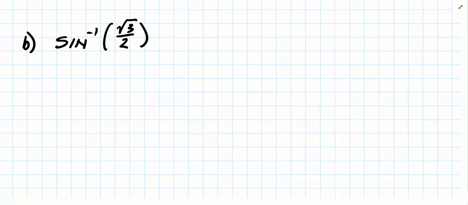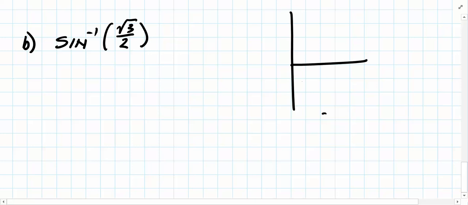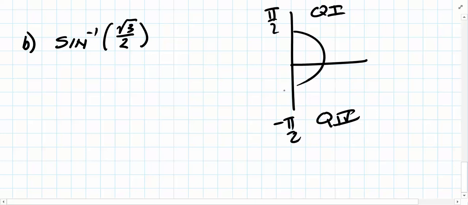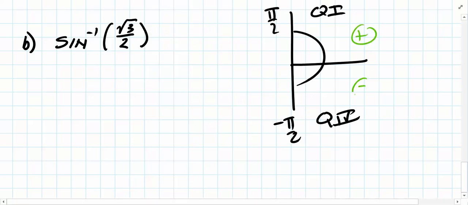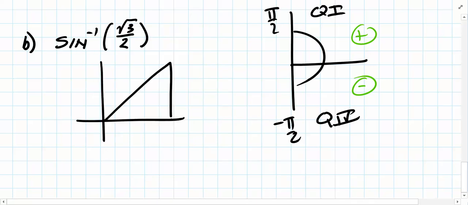I'm dealing with an inverse sine function, so I'm either going to be in quadrant number 4, or I'm going to be in quadrant number 1. This is negative pi over 2. This is positive pi over 2. I can only pick radian values that are in between those. Everything in quadrant 1 is positive. Everything in quadrant 4 is negative. Which quadrant should I be in? I should be in quadrant 1, right? So here we go. So I'm going to draw a picture in quadrant 1, and I'm looking for the angle whose sine is root 3 over 2. That angle must be pi over 3. So this whole thing must be pi over 3.